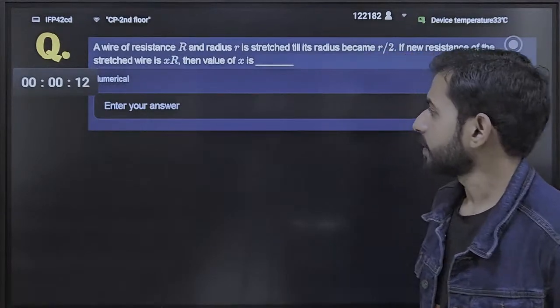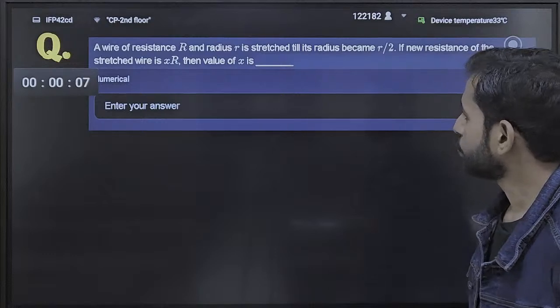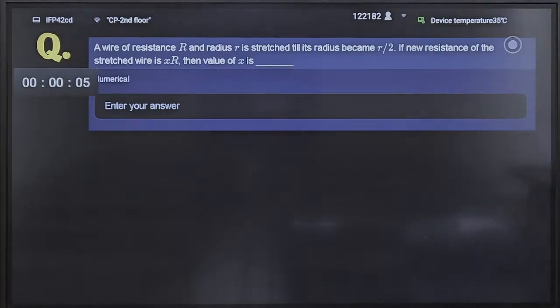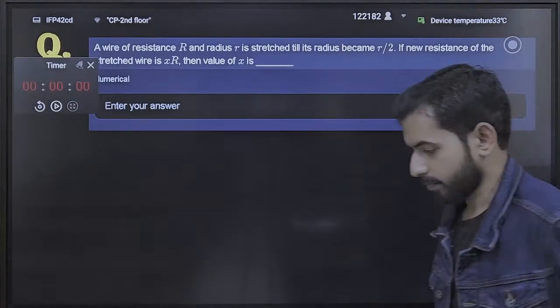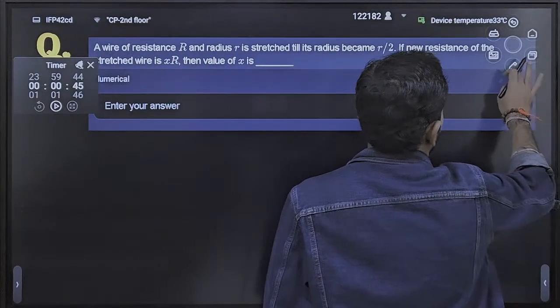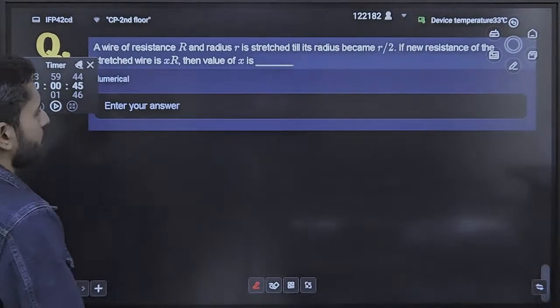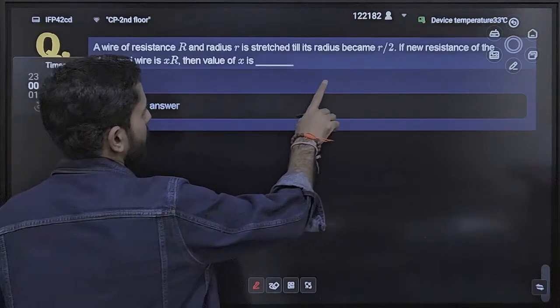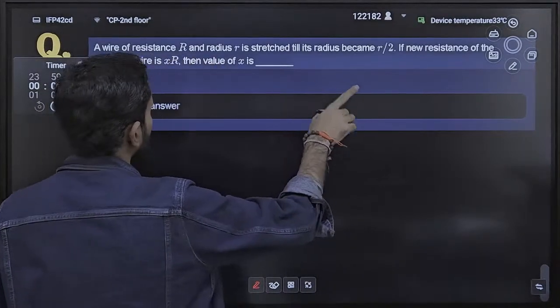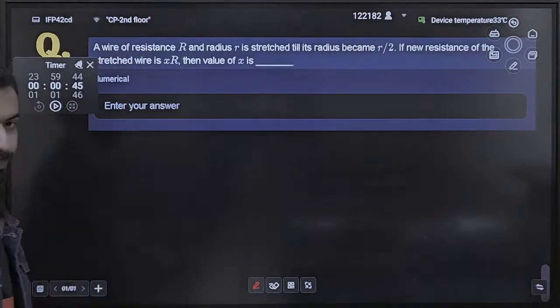A wire of resistance R and radius small r is stretched till its radius becomes r by 2. Check how you can solve this question. Let's see how to analyze this question. A wire of resistance R and radius r is stretched till its radius becomes r by 2. If the new resistance of the stretched wire is XR, then the value of X is.